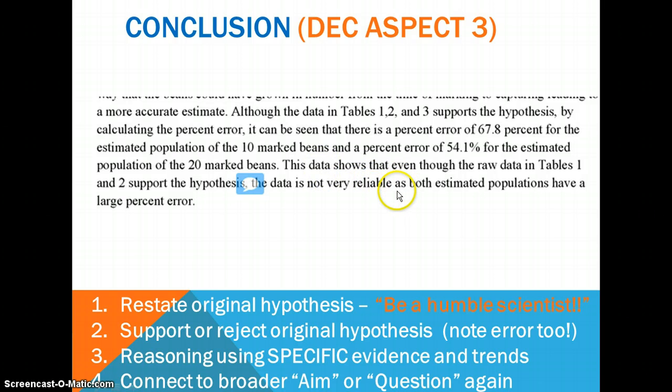But most students are too scared to be humble. You can do it. You can be humble. But in this conclusion, you have to reason using specific data as evidence of why this is the trend. This is going to look a lot like the first aspect of the DEC section, and it might repeat itself a little bit, especially because not only do you write about patterns and trends using specific data points, you're also once again going to connect back to the aim or question. What's the big picture? What does this data mean?